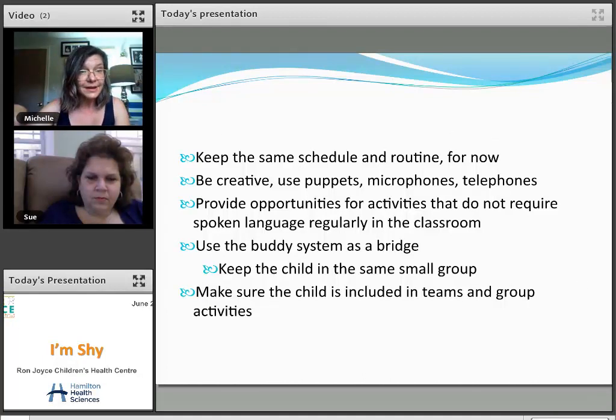And that's when you move in the other friend. So hopefully the other friend will be able to overhear. And once they get comfortable, you keep switching the people around so the child becomes more and more comfortable. So that bridging is really important with the buddy system. And make sure the child is included in teams and group activities. Again, advocate for your child.